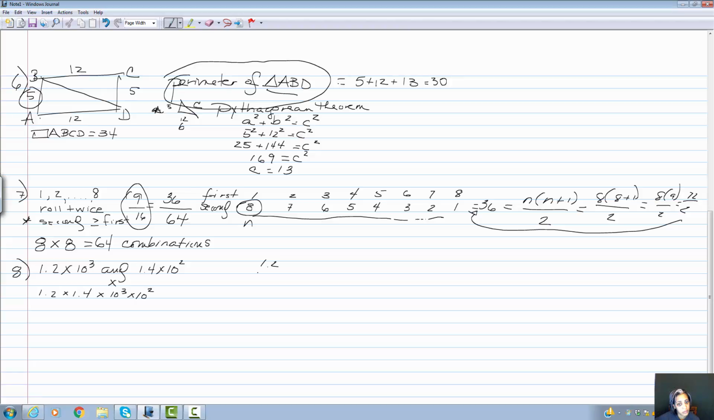So 1.2 times 1.4, it's just 12 times 14, right? So this is going to be 1.68 times 10 to the third times 10 squared, or 1.68 times 10 to the fifth.